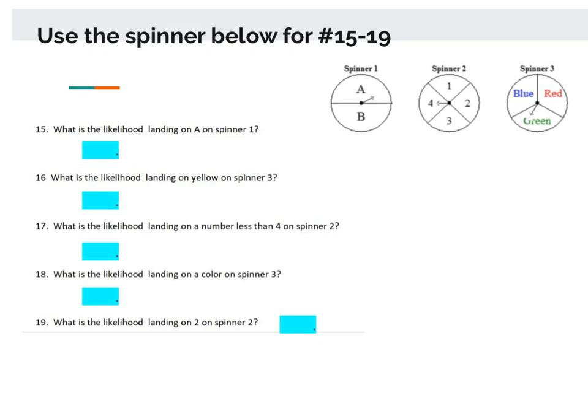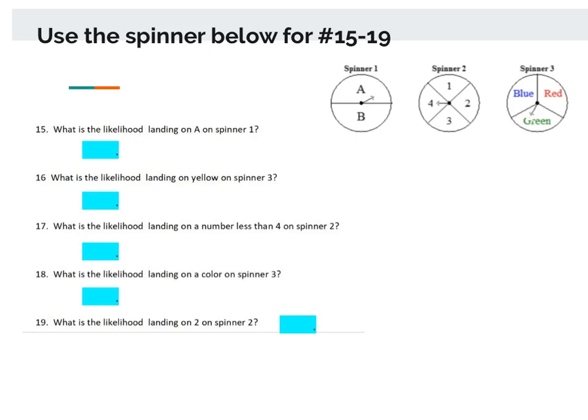All right, so for questions 15 through 19, we're actually using the same spinners that we were just using for the previous question, but it's asking here about the likelihood of getting different things. So remember, when we're talking about likelihood, we're saying that it's certain, impossible, equally likely, unlikely, or likely. We're using that language to answer these questions. So let's take a look at the first one.